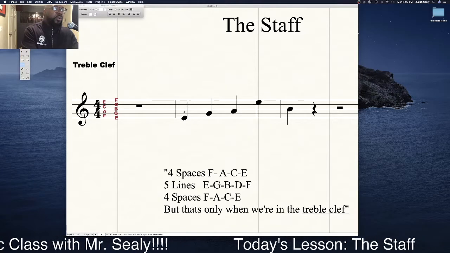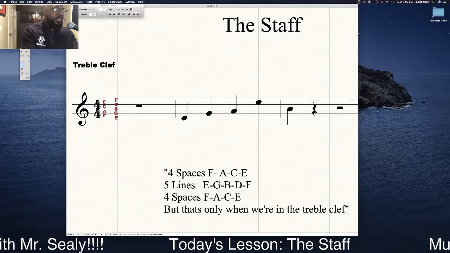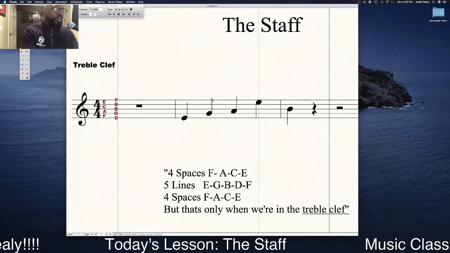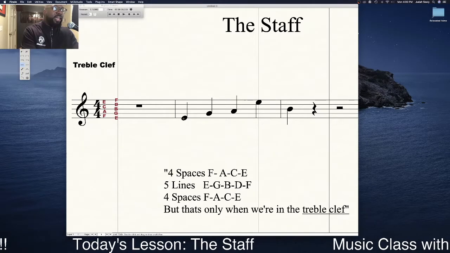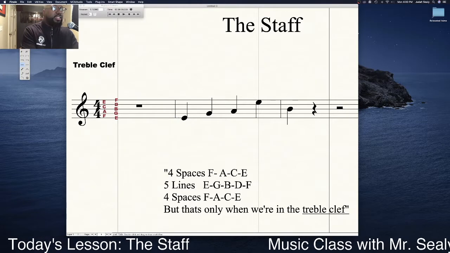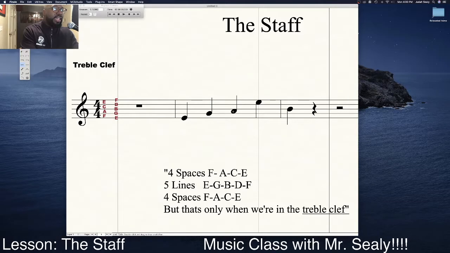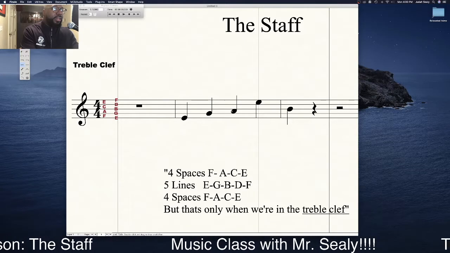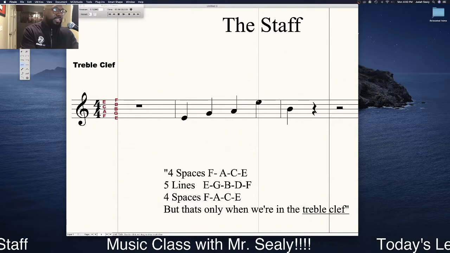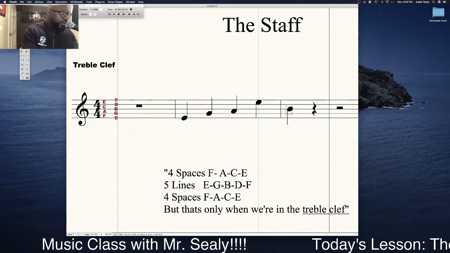So we have a note that's on the first line, and right here a note that's on the second line. We're not talking about the stem. The stem doesn't have anything to do with where the note is placed. That doesn't tell us whether it's on the line or the space. This part of the note does. This note is on the second space, because the first space would be here. We skipped the third space. This note is on the fourth space, and this note is on the third line.